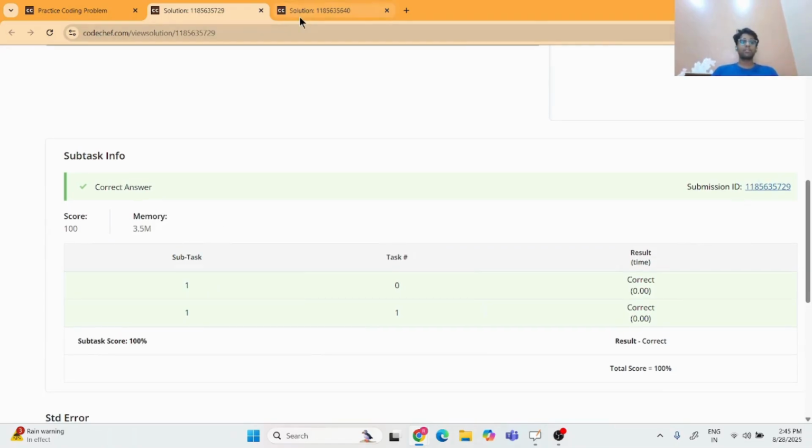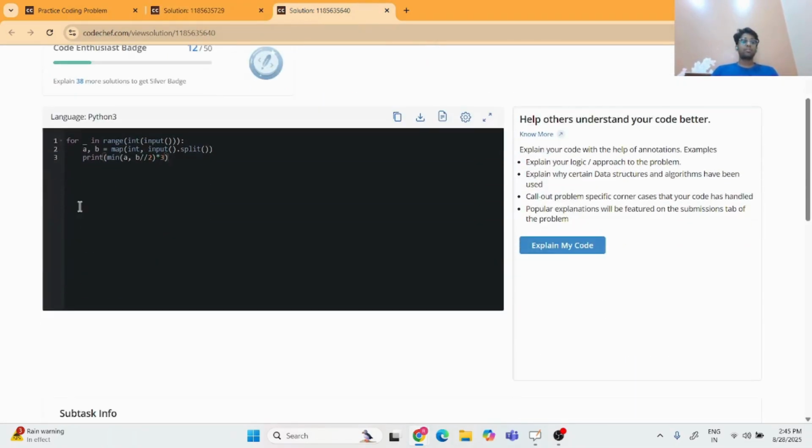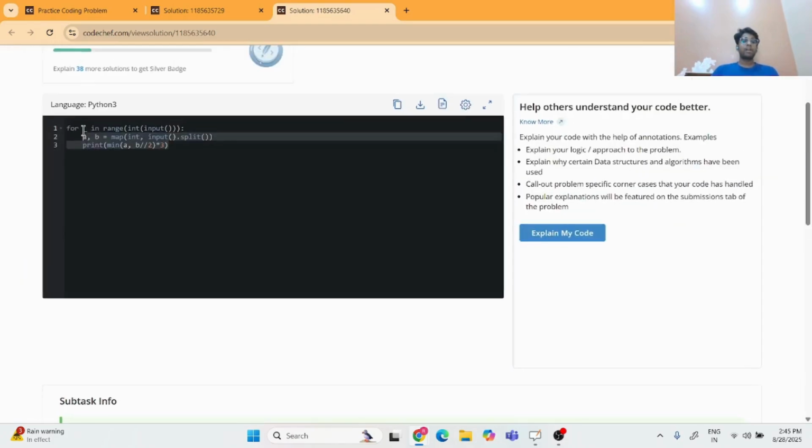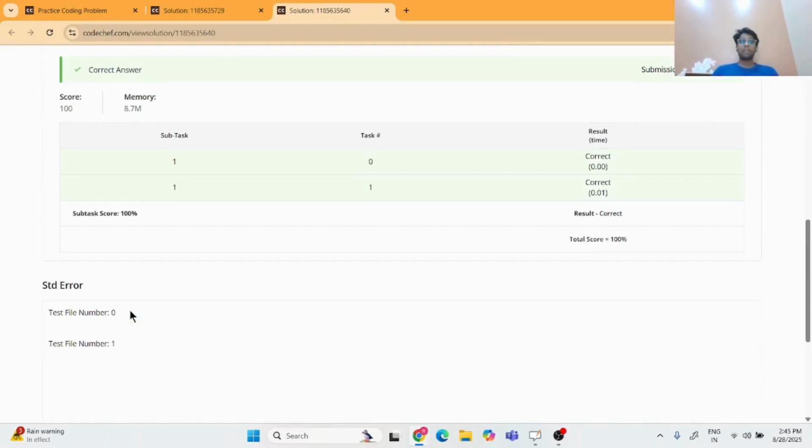Now let's move toward the Python code. So guys, this is my simple Python code. I took the input for all the test cases as well as for A, B. Over here I'm simply printing minimum of A, B by 2 times 3. As you can see, guys, I have got my Python code right.